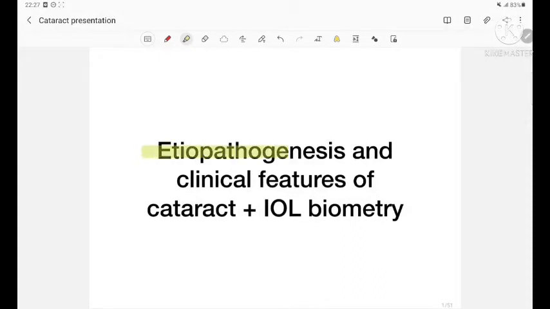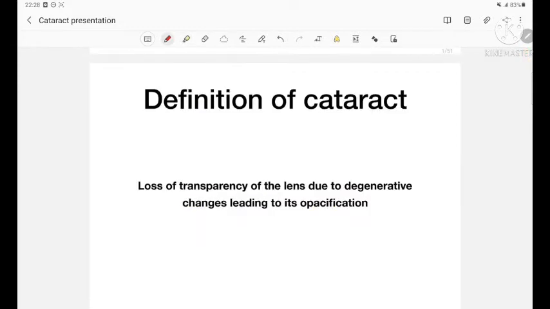Let's see about the etiopathogenesis and clinical features of cataract and IOL biometry. IOL stands for intraocular lens. First, the definition of cataract. Cataract is defined as loss of transparency of the lens due to degenerative changes leading to its opacification.